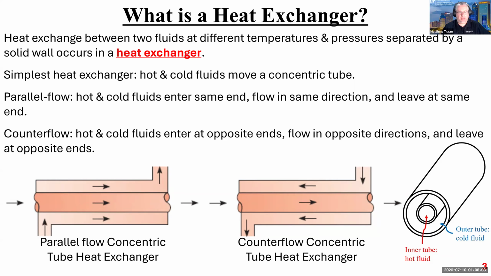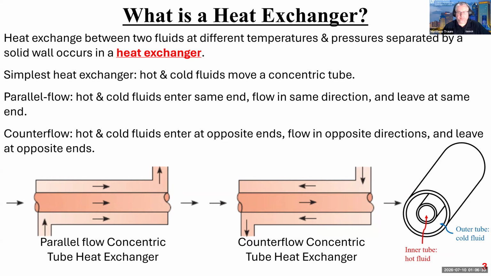and these enter at opposite ends, and they flow in opposite directions, and then leave at opposite ends, right? So we've got the inner tube, the fluid flowing from left to right, and then the outer tube, we have fluid flowing from right to left. And so hence counterflow concentric heat exchanger because fluid is flowing in different directions.